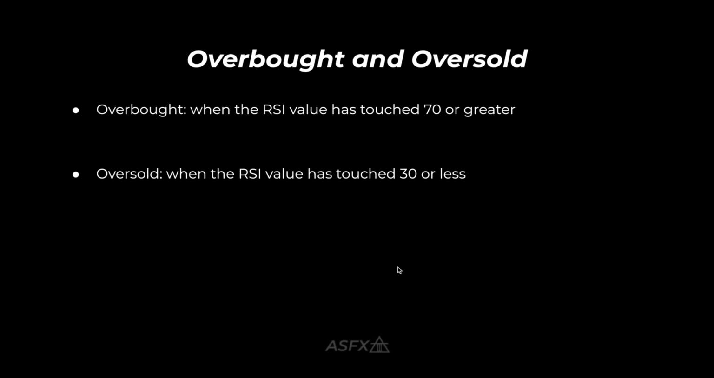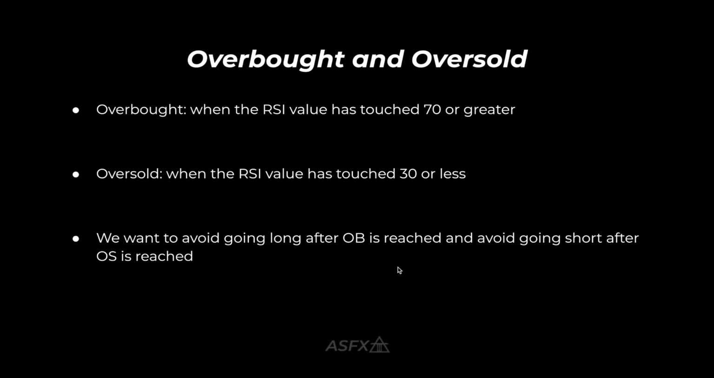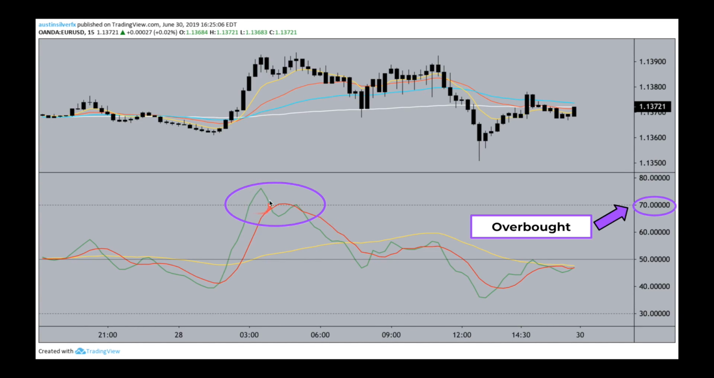You should understand that we want to avoid going long after overbought has been reached and avoid going short after oversold has been reached. It's very important to keep that in mind. So in this example, when we reached overbought here, we would not look to buy it later in the day here or here. And notice how price does not break the high set once we reached overbought. Now, this is just one example.